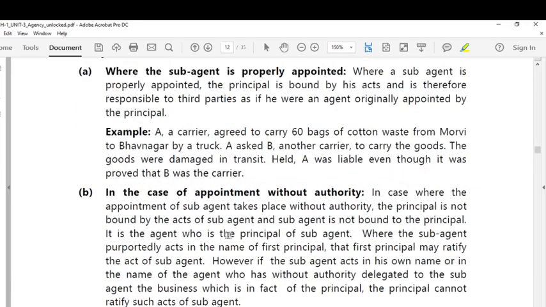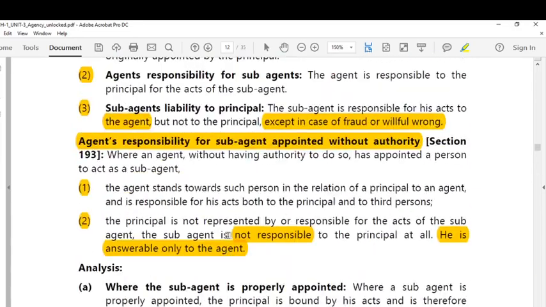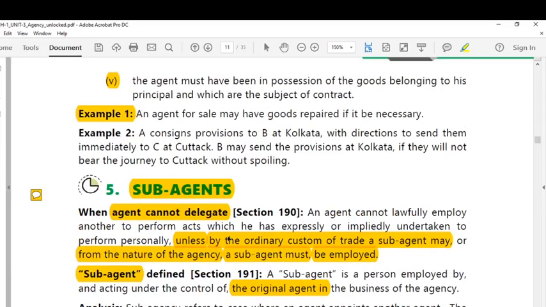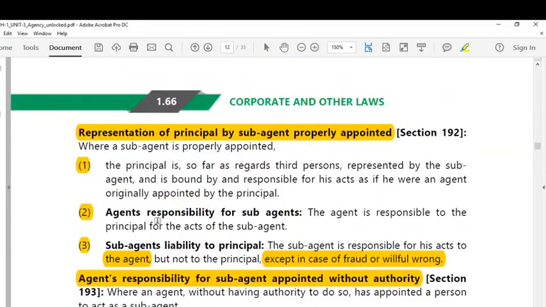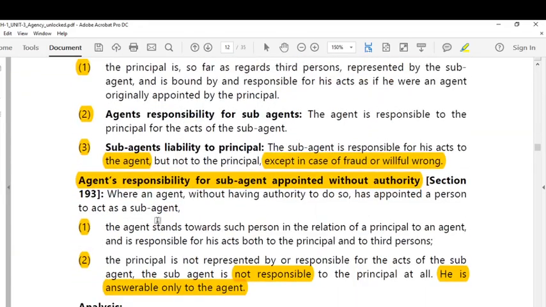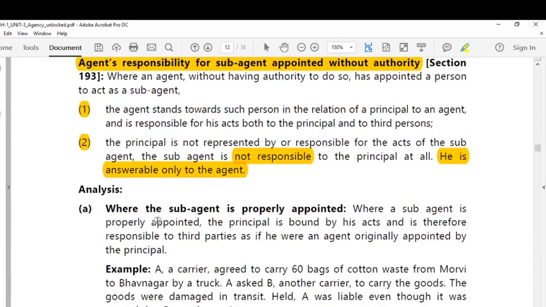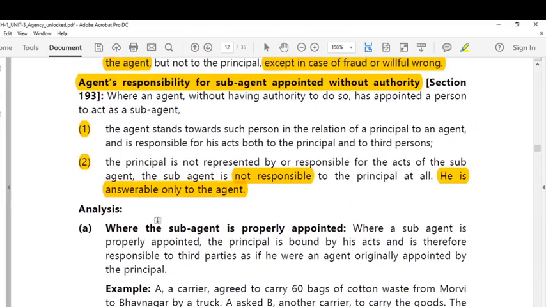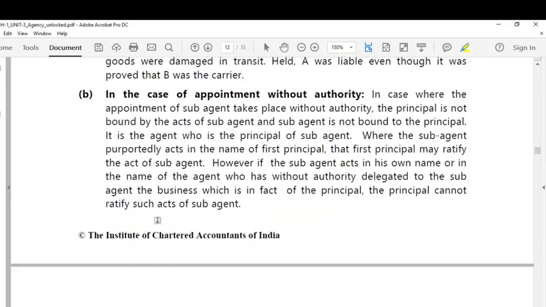So these are certain points under this particular topic regarding the subagent and his legal provisions, the appointment of a subagent and the exceptions to appoint a subagent under the contract of agency, as well as the responsibilities of principal, agent and subagent, as and when subagents are appointed by the agent due to certain exceptional circumstances.